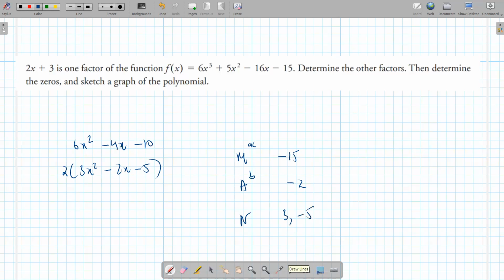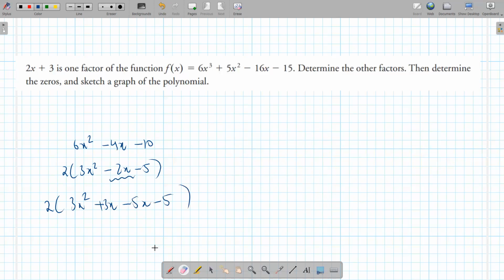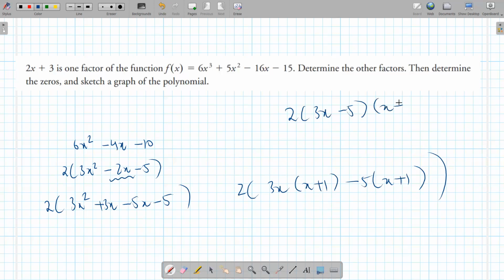Okay. So what we're going to do is change the minus 2x in the middle into 3x squared plus 3x minus 5. You know how to do this, right? We're just factoring a quadratic. From here, it's simple. You just take out a 3x from the first two, you're left with x plus 1, and then take out a minus 5, you're left with x plus 1. And therefore, the quadratic factors out to 2 times 3x minus 5 times x plus 1.